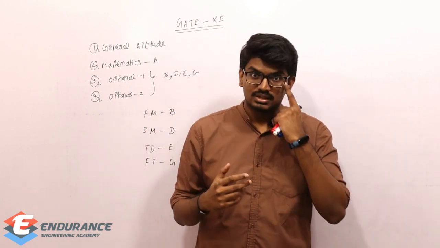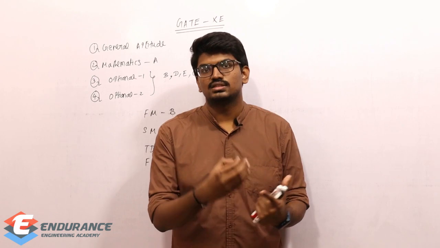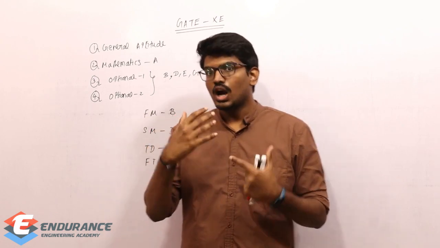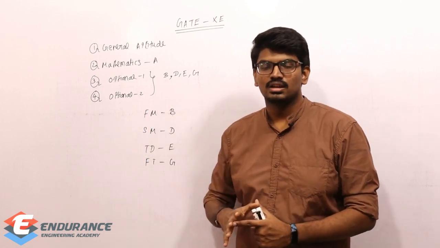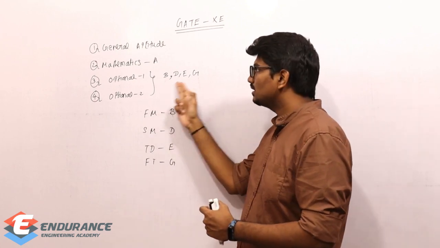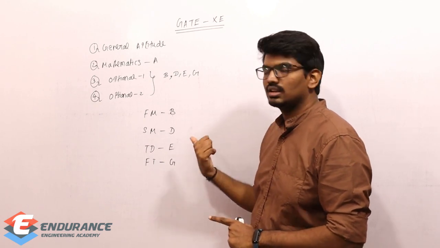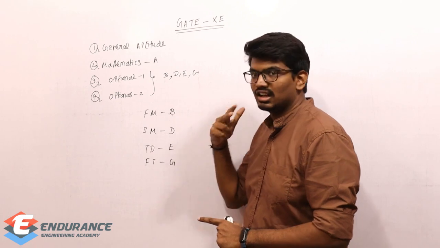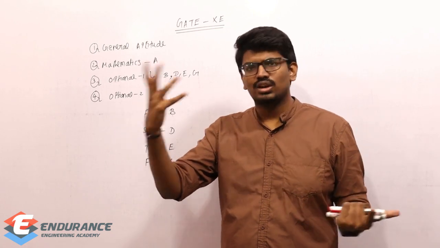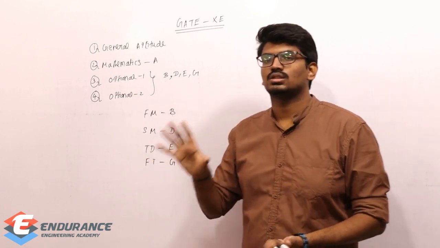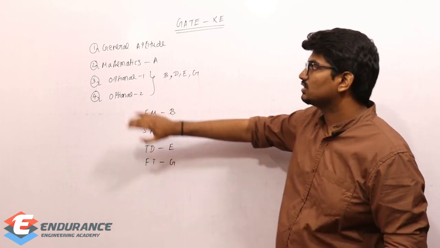For the two optional subjects, I'm talking about the majority of the students. The majority of students select the optional subjects out of these four only. There are a few other things, polymer science, atmospheric ocean science and so on, but the majority will select from these four only. One is fluid mechanics B, solid mechanics D, thermodynamics E. And if you are from a mechanical background, then 98% of the students will select two from these three. Out of these three, two subjects will be selected as optional.